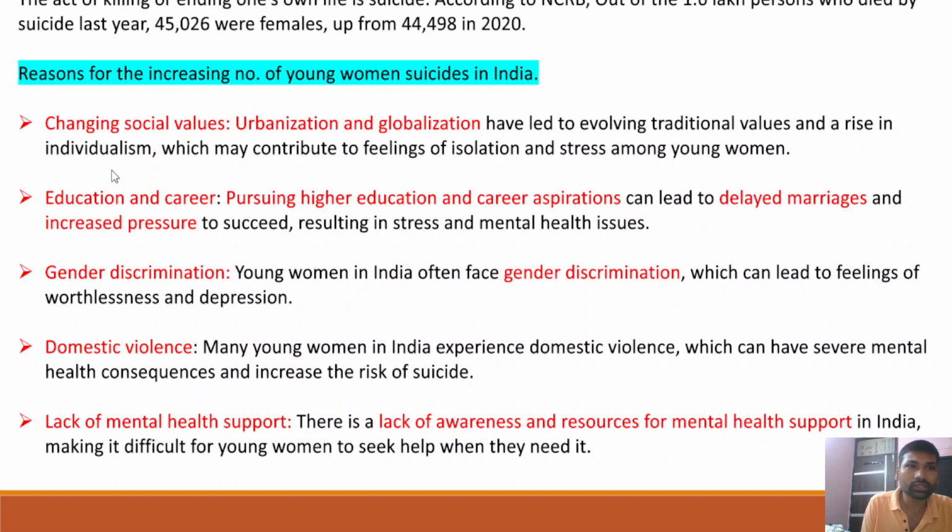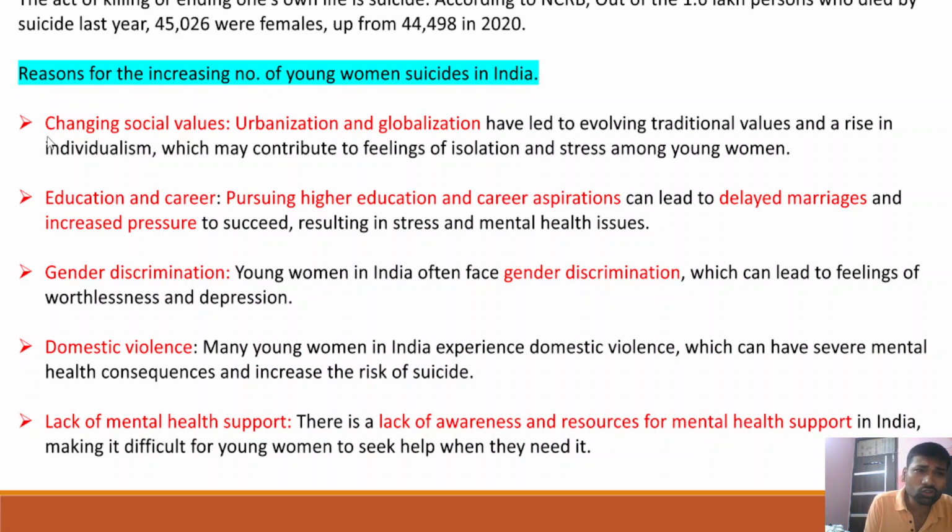Firstly, there are some reasons given here. One is changing social values. Urbanization and globalization are recent phenomena in the Indian context. Because of urbanization and globalization, there has been a rapid change in traditional values, particularly in Indian society.